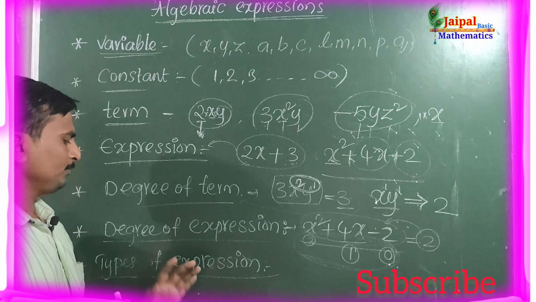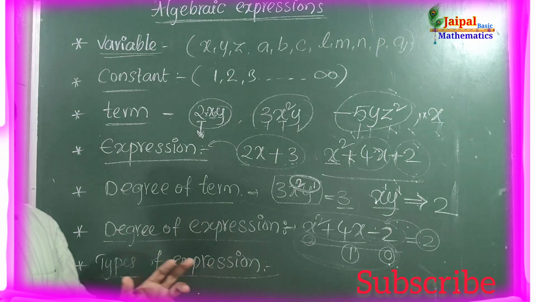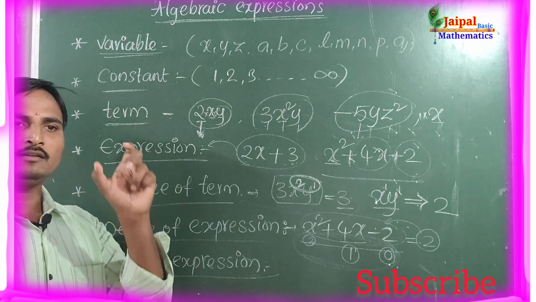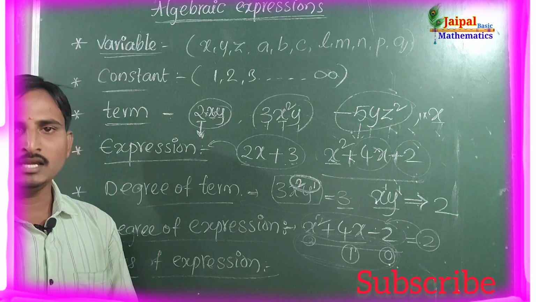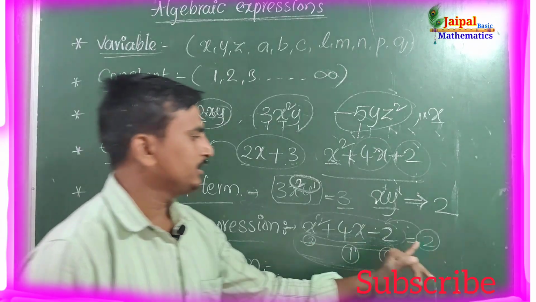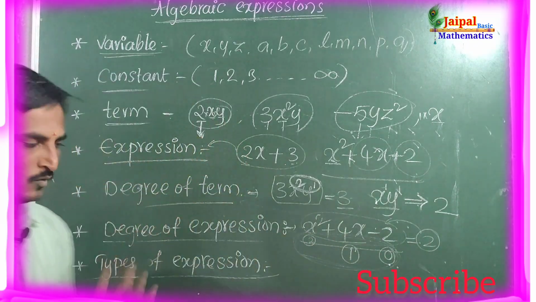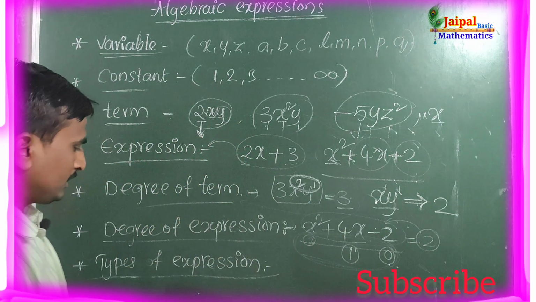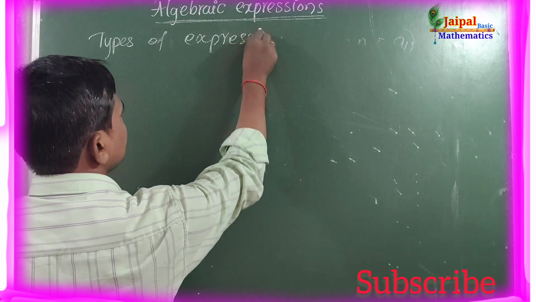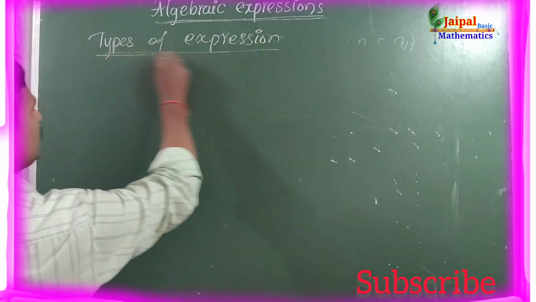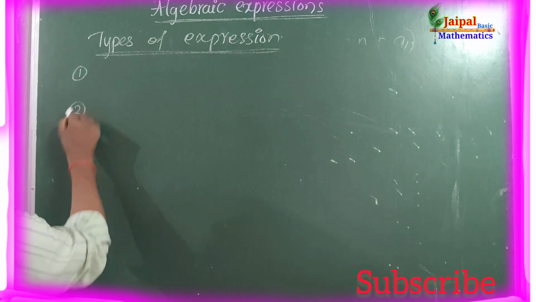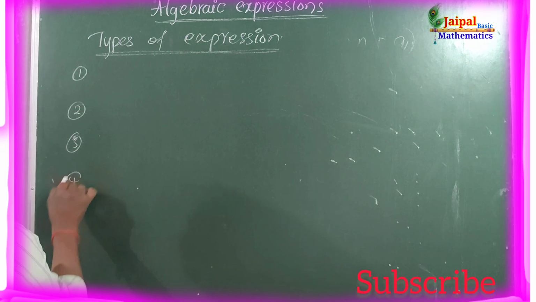Okay? Simple. Degree of expression means first find every term's degree, then the highest degree of a term there is called the degree of expression. Okay? So now let's go to types of expressions. Based on the terms, expressions are divided into 4 types. How many types? 4 types of expressions will be there.